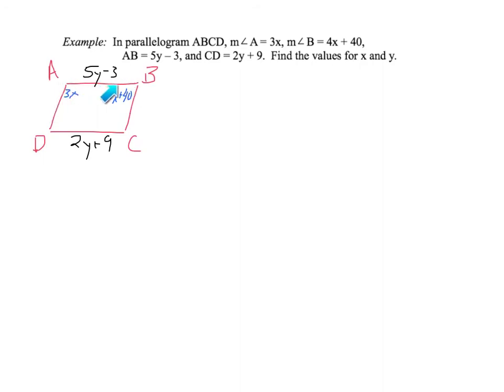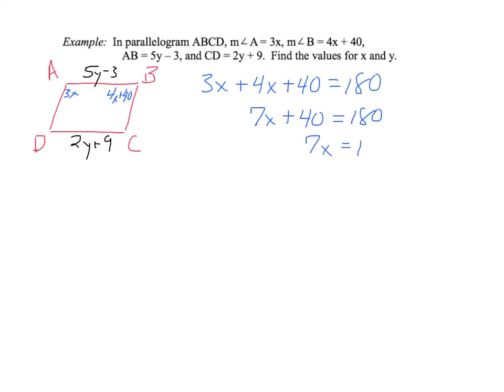Now I notice that these two angles, A and B, are not opposite angles, but rather consecutive angles. And according to parallelograms, consecutive angles are supplementary. So we're going to take the 3x and the 4x plus 40, add them up, and set it equal to 180. Putting my like terms together, I get 7x plus 40 equals 180. If I subtract 40, I get 7x equals 140, meaning x will be 20. So at least I found out what my x is.